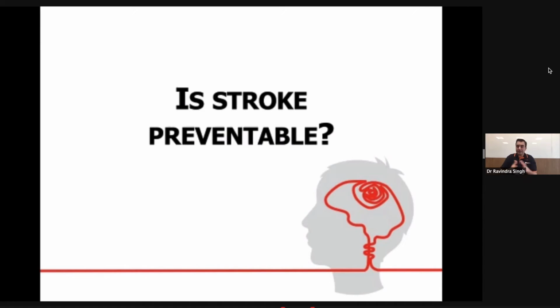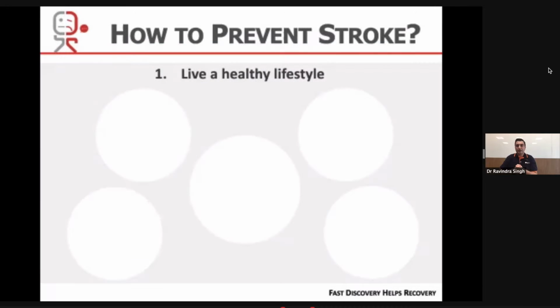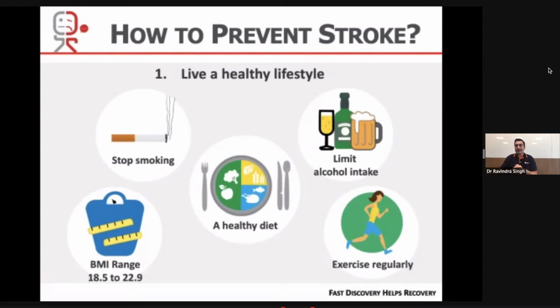Now, is stroke preventable? Yes, the answer is 80% of strokes are preventable. We have to be aware of the condition and our risk factors, and also diagnose or identify the stroke symptoms early. Now, how to prevent stroke? As the normal public, as a non-medical person, how to prevent stroke? Very simple. First, live a healthy lifestyle. Stop smoking. Limit your alcohol intake.